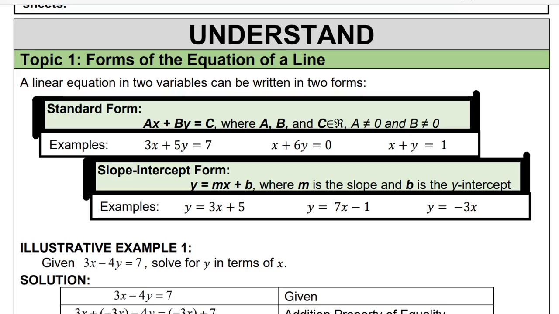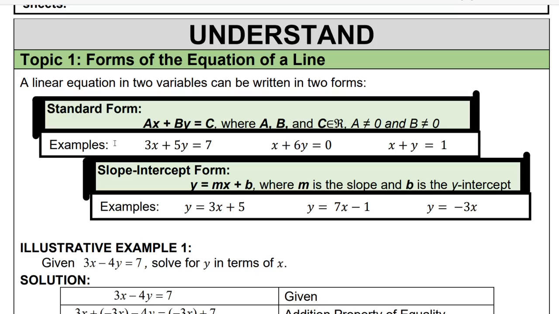So we have here a linear equation in two variables can be written in two forms. We have the standard form, which is ax plus by equals c. That is our standard form where a, b, and c are elements of the set of real numbers, and a must not be equal to 0 and b must not be equal to 0.